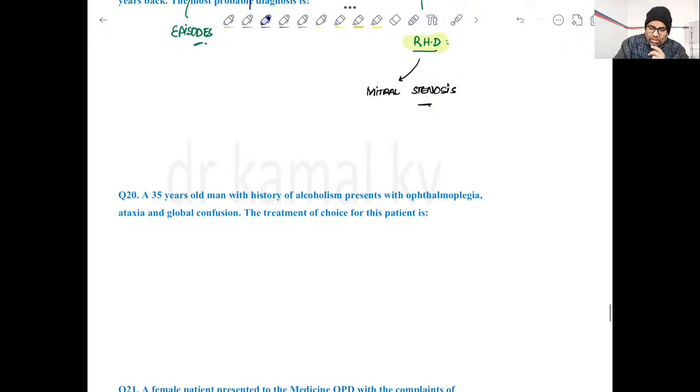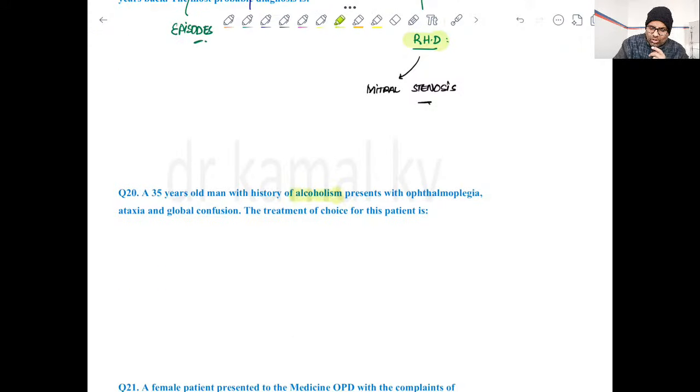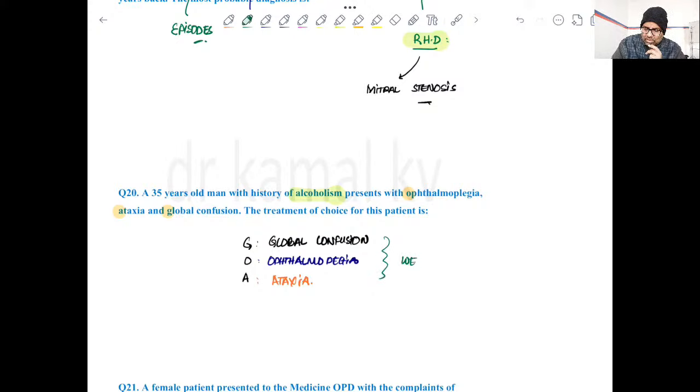Moving forward, a patient of alcoholism, now having ophthalmoplegia, and answer it nicely. So global confusion, ophthalmoplegia, and ataxia. Yes, very good, Mihir. Very good, Avinash. This is classical Wernicke's encephalopathy.